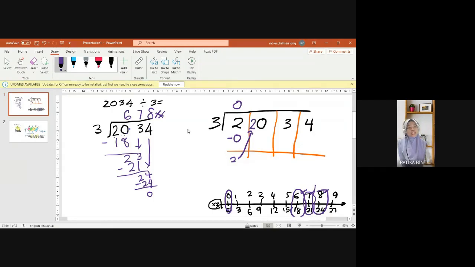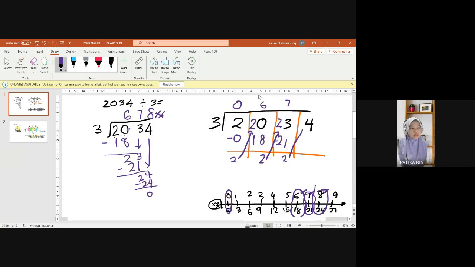Now 20. Which number do we choose? 6. Yes, very good. So 6 here. 18. 2 kan? So this number bring it up. So now you have 23. Which number do we choose? 7. So 21, 23 minus 21 is 2.